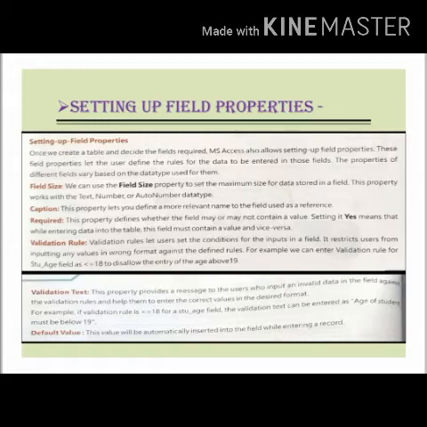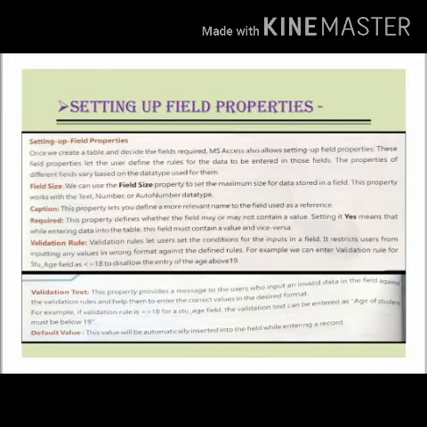Now the next property is validation text. Basically, this property provides a message to the users who input invalid data in the field against the validation rule, and helps them to enter the correct values in the desired format. For example, if the validation rule is less than or equal to 18 for the stu_age field, the validation text can be entered as: age of a student must be below 19. We have to give the instruction like that.